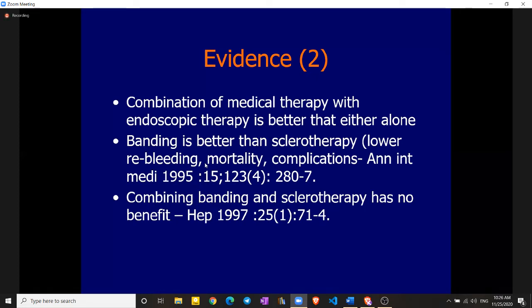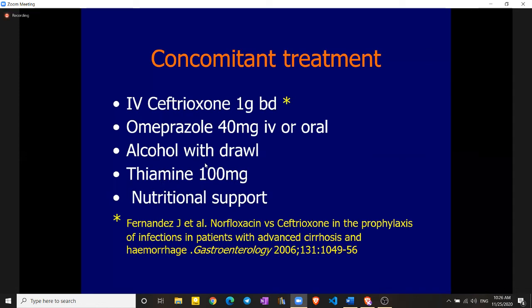Next one. So this again is important. Concomitant therapy, right? What else will you give? IV third generation cephalosporin that has a mortality benefit. Remember that. Again, another MCQ. So omeprazole, if it is a pure variceal bleed, it has no place, right? Alcohol withdrawal, you have to treat, right? Thiamine, IV thiamine, nutritional support.